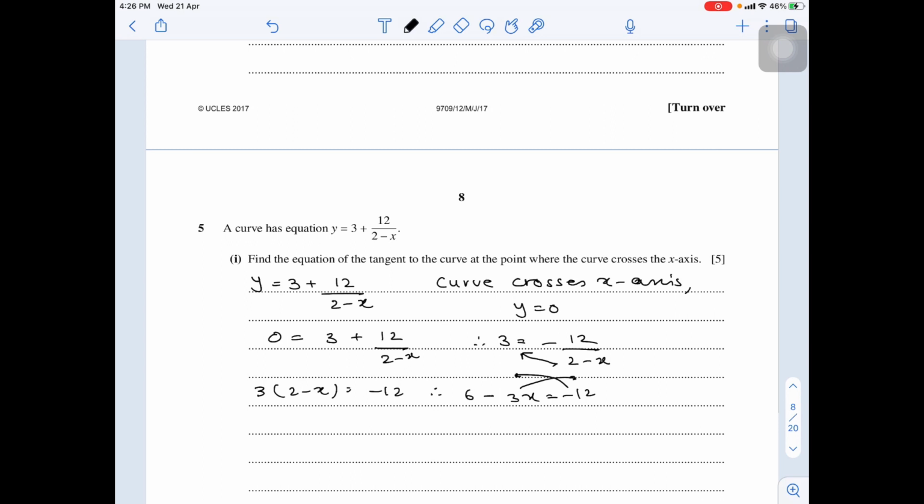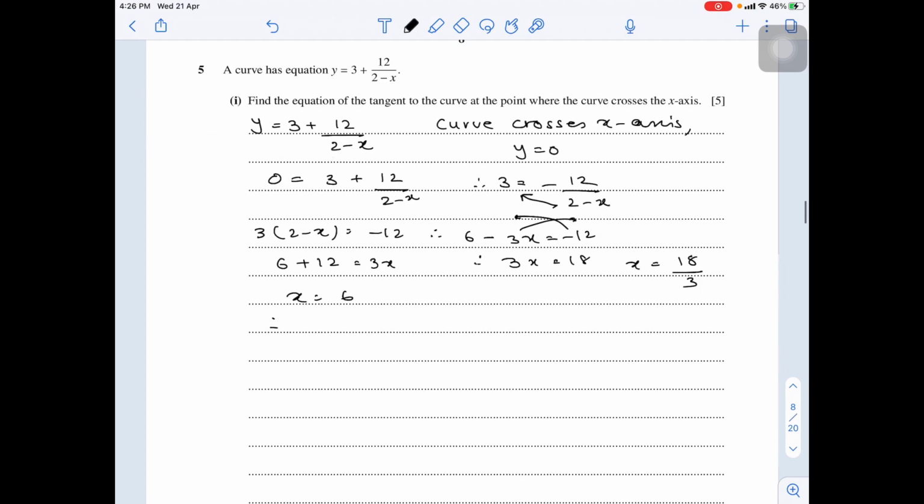6 minus 3x is negative 12. Send 6 to the other side and 12 there. So it's 6 plus 12 is 3x. 3x is 18. X is 18 over 3. X is 6. The curve crosses the x-axis at the point 6, 0.